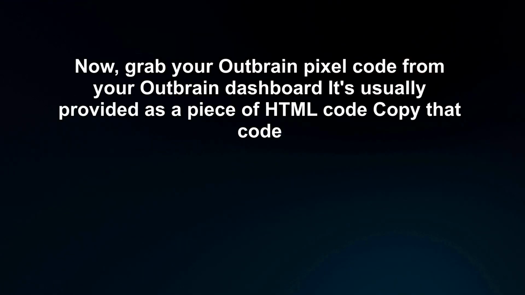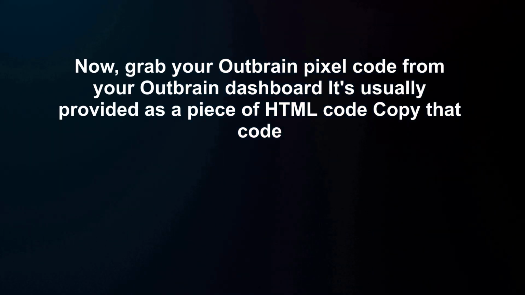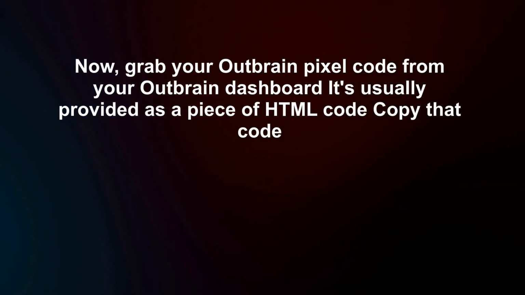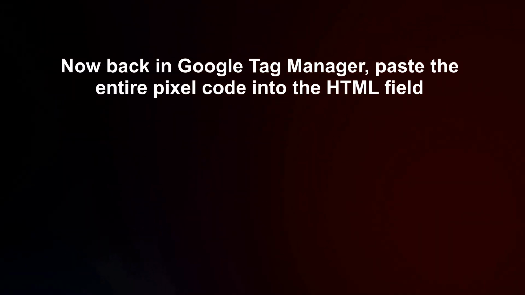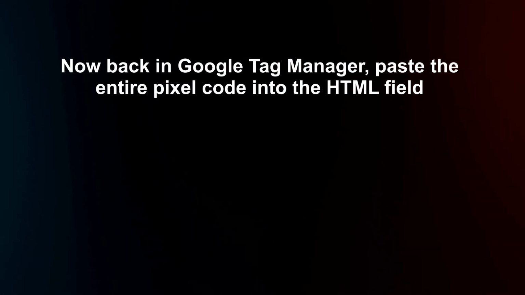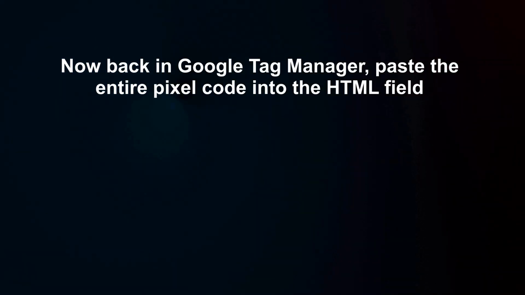Now, grab your Outbrain Pixel code from your Outbrain dashboard. It's usually provided as a piece of HTML code. Copy that code. Now back in Google Tag Manager, paste the entire pixel code into the HTML field.